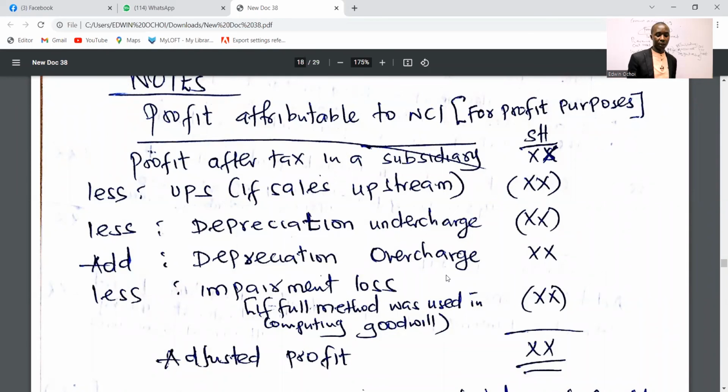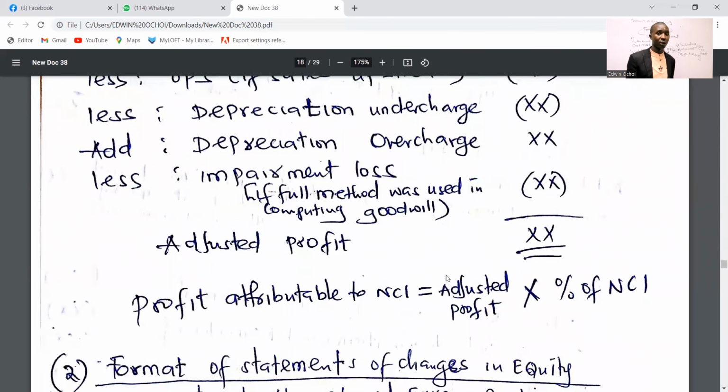If there is depreciation under charge, you minus, because you will find that the profit was overstated. If there was depreciation over charge, you add, because you had understated your profit due to depreciation over charge. Then you minus your impairment, because it's an item which is arising due to goodwill, which has not been adjusted. But impairment can only be deducted if we use the full method in goodwill. So that adjusted profit is what you take, you multiply with the NCI percentage.